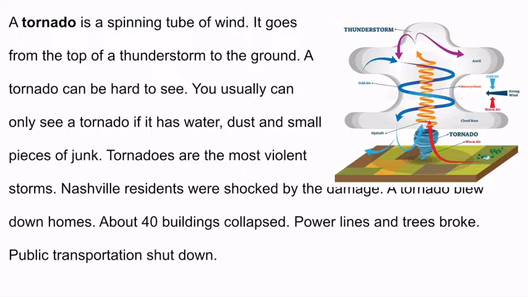Nashville residents were shocked by the damage. A tornado blew down homes and about 40 buildings collapsed. Power lines and trees broke. Public transportation shut down.